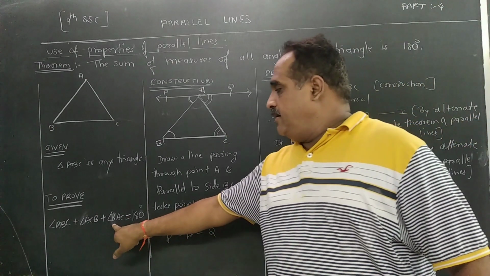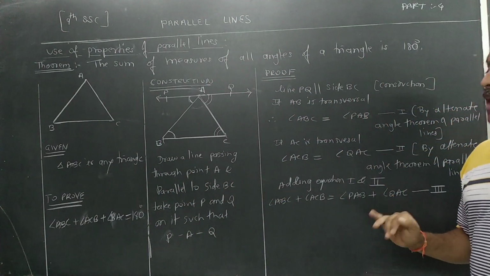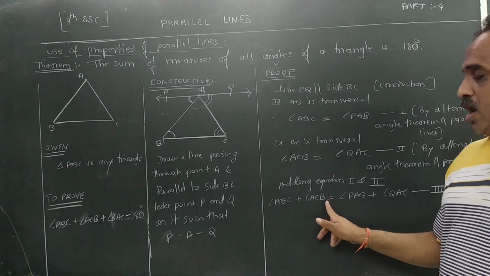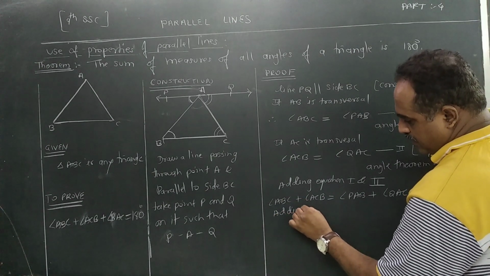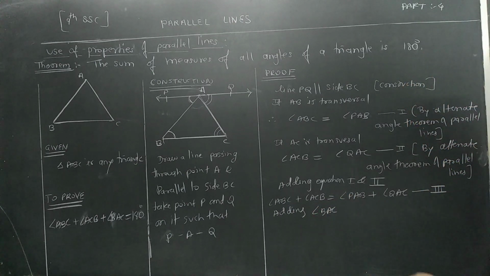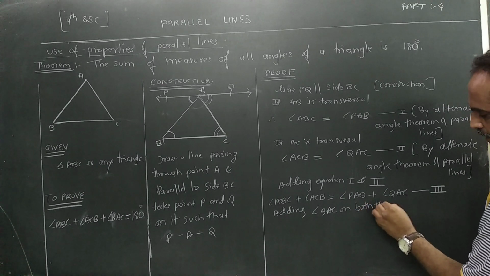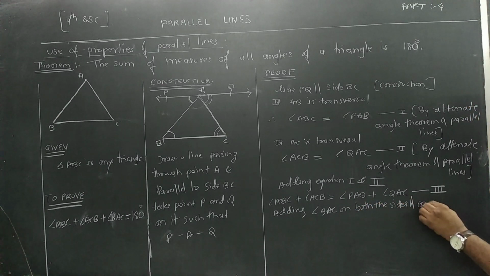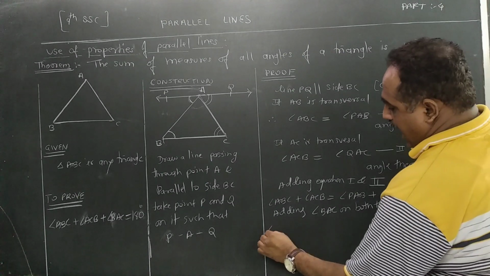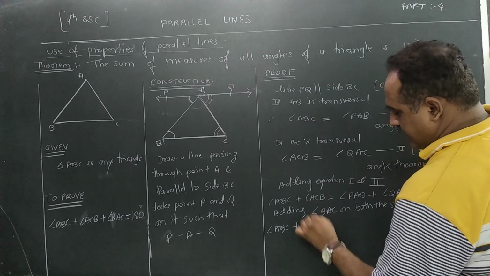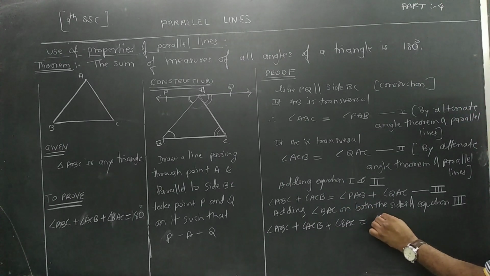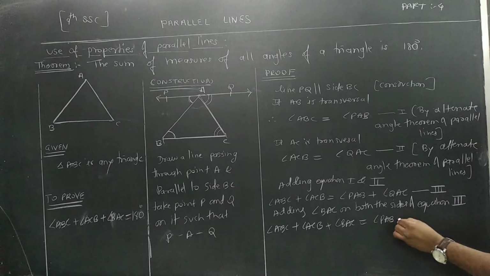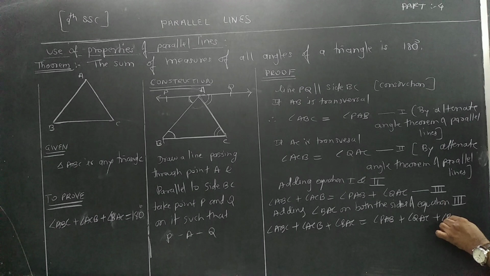Now I want this angle BAC. BAC is not there. ABC मिल गया, ACB मिल गया. But when I am going to add a BAC over here, we cannot add only in one side. We have to add in both the sides. So what I am going to write? Adding angle BAC on both the sides of equation 3. So see what is happening now. Angle ABC plus angle ACB plus angle BAC is equal to angle PAB plus angle QAC plus angle BAC.